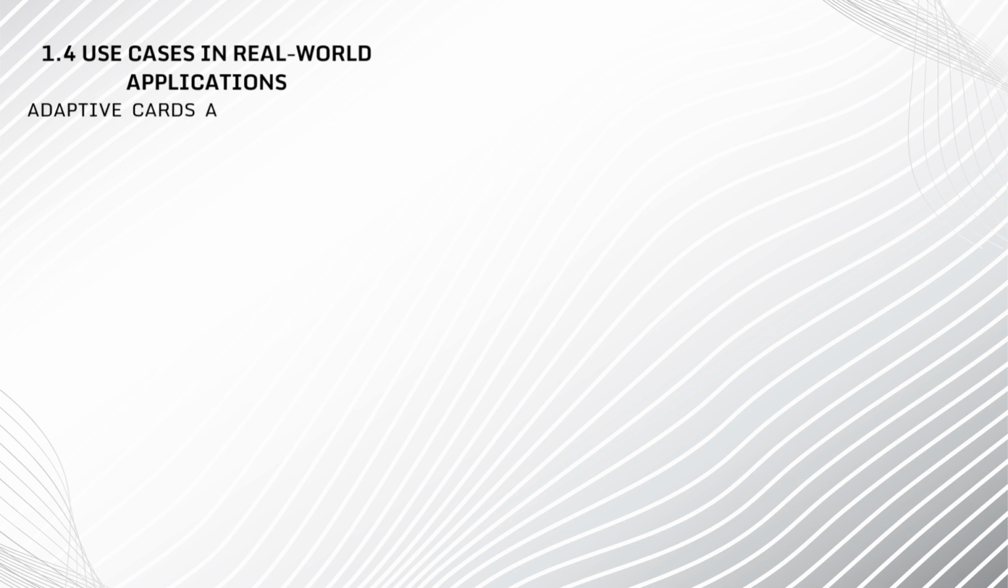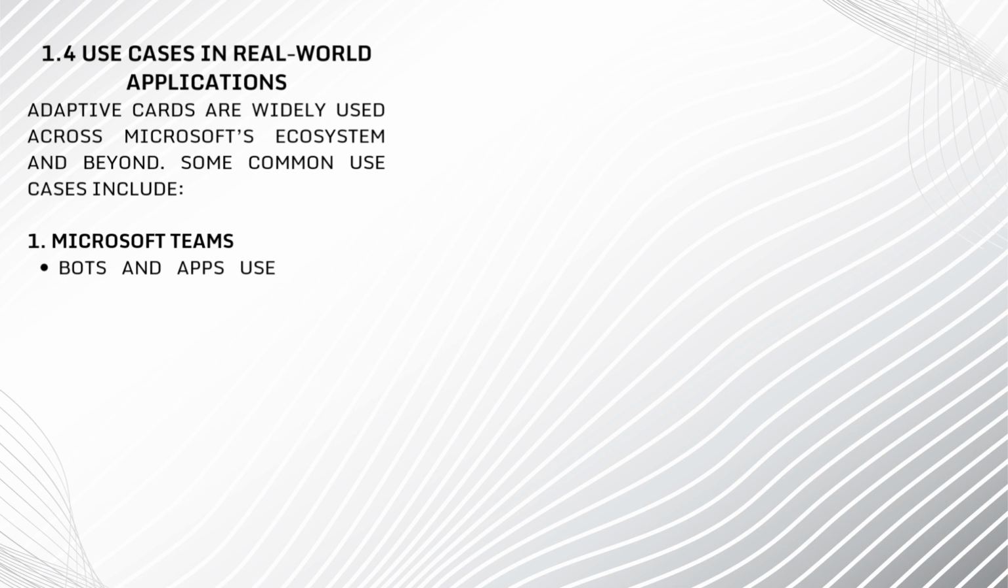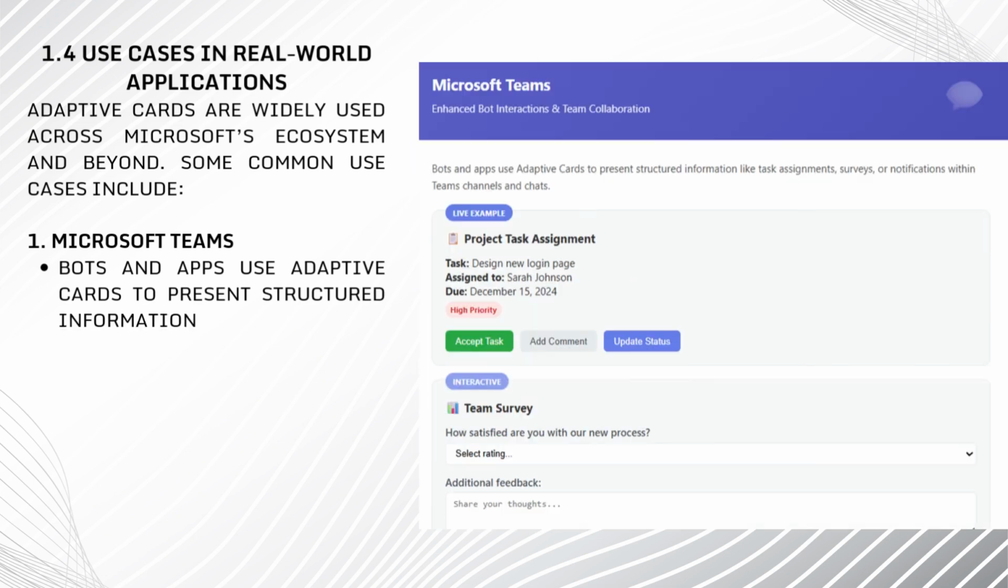Now let's see adaptive cards in action. They're widely used across Microsoft's ecosystem and beyond, solving real business problems every day. Microsoft Teams is where many people first experience the power of adaptive cards. Bots and apps use them to present structured information like task assignments, surveys, or notifications directly within Teams channels and chats. Let me show you a perfect example on your screen.